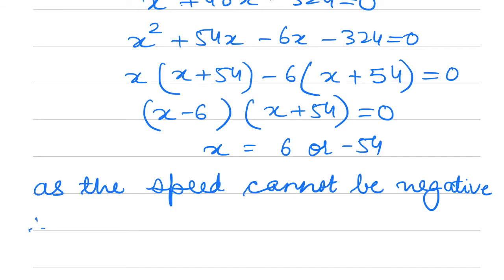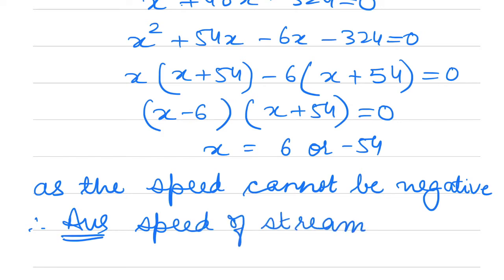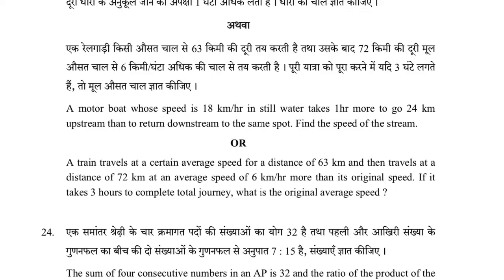Therefore, the answer: speed of the stream is 6 km per hour. Next question, which says a train travels at a certain average speed for a distance of 63 km and then travels a distance of 72 km at an average speed of 6 km per hour more than its original speed, and if it takes 3 hours to complete the total journey, what is the original average speed.